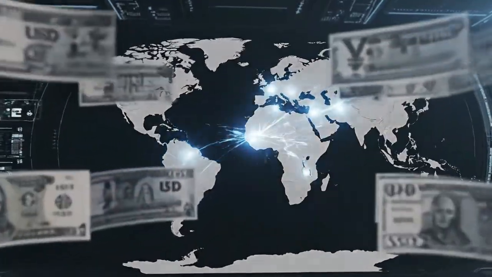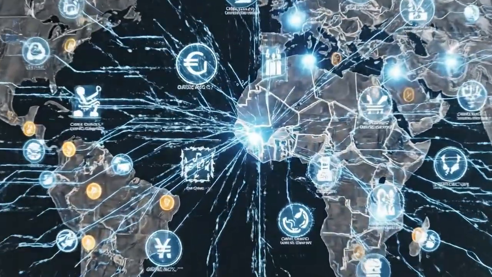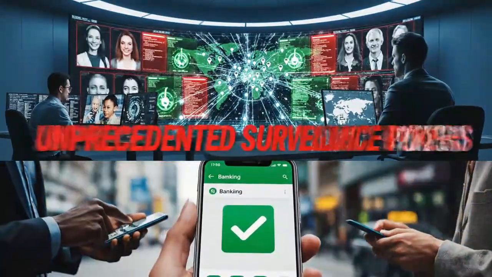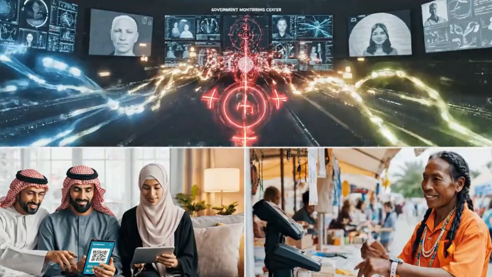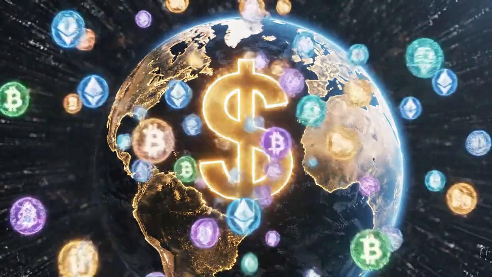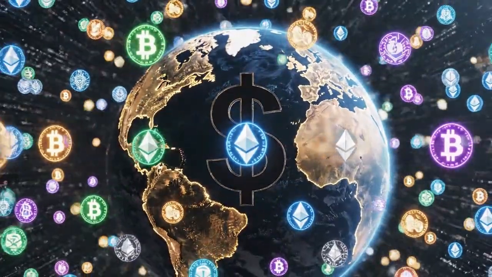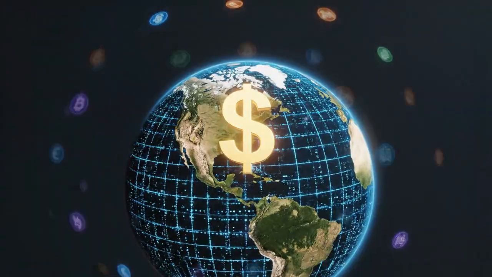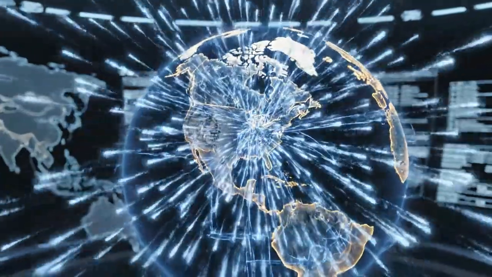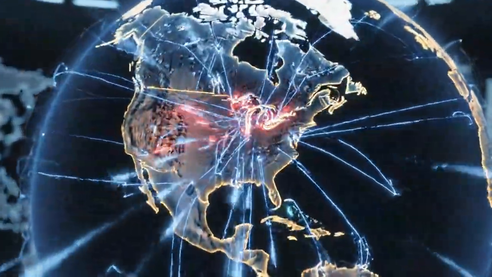Yet the rise of digital currencies also created new tensions. Questions of privacy, surveillance, and economic freedom began to shape global debates. As trust in traditional systems weakened, the financial world entered a period of experimentation and uncertainty. The dollar's dominance was no longer guaranteed, not because of a single rival, but because technology had opened the door to countless new ones.